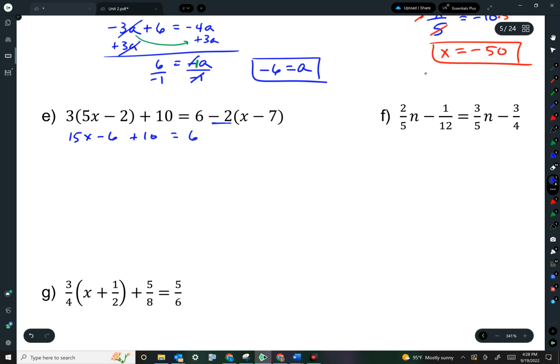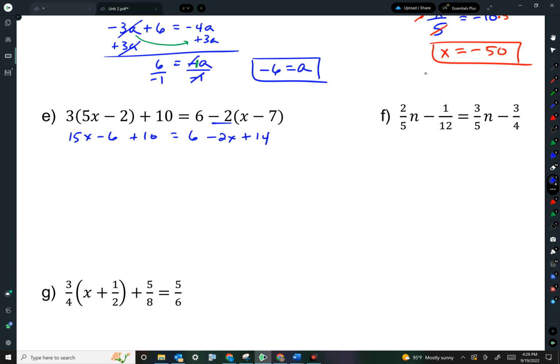So I've got the 6 there. If I distribute the negative 2, I'm going to have negative 2x. And then when I distribute it to the negative 7, it's going to become positive 14. Be careful of your signs. Okay, but I'm still not done with step 1. Step 1 is simplify each side.